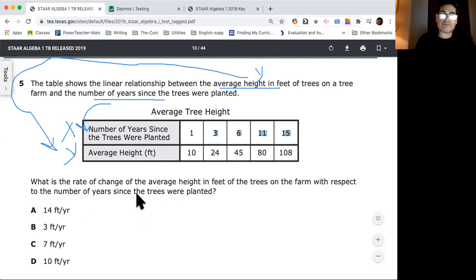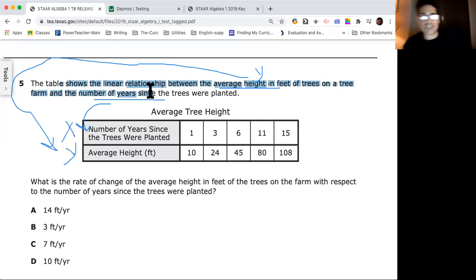What is the rate of change of the average height in feet of the trees on the farm with respect to the number of years since the trees were planted? There's a lot of words there. There's a lot of talk, and this is piled on top of all of this information. This is why I say it's a good idea to go ahead and create your table. And we're going to show you, if you haven't done this in Desmos before, how to create a table. It's pretty easy.